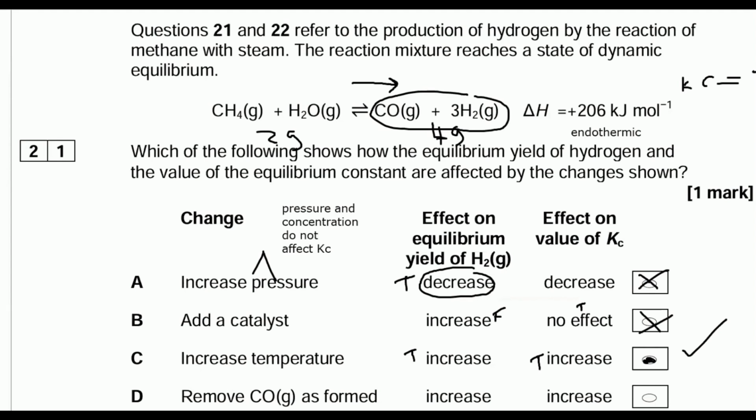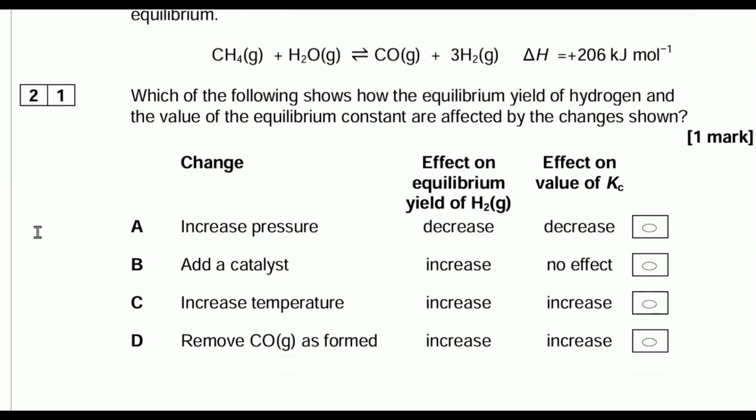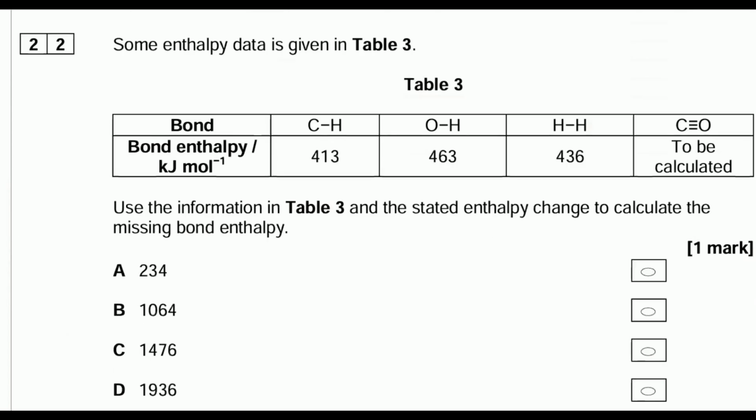You might say, but doesn't the product concentration increase? It does. But the problem is that products over reactants is a ratio, and the ratio stays the same because the reactions are going in both directions. So changing the concentration or pressure does not affect Kc. You just have to remember that. It's a difficult concept to understand sometimes, well, it is for me anyway.